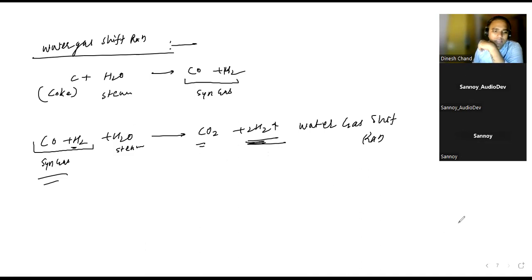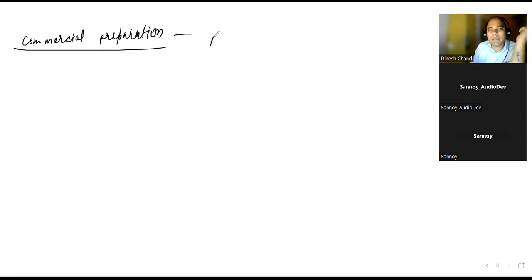Yes. Next one. We are having the commercial preparation. Commercial preparation. This is also given in NCERT, that you need to know. Commercially, by the electrolysis of water. Electrolysis of water. If you are doing the electrolysis of water, it can be prepared.